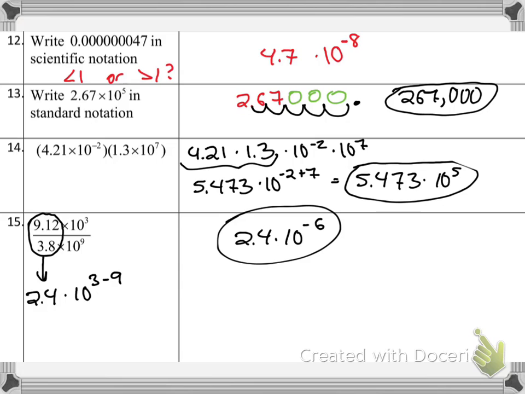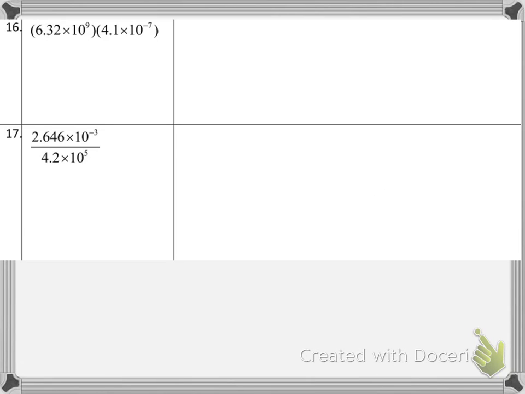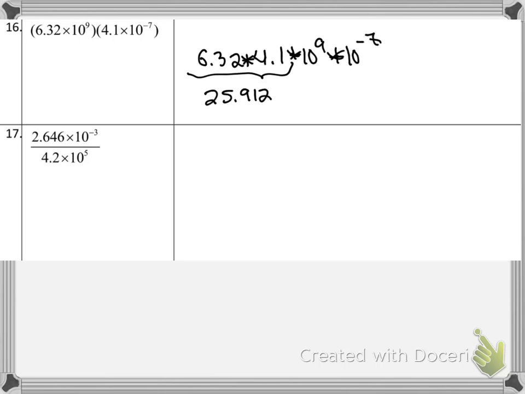Let's see if we can finish the last few problems. So for number 16, once again, we are asked to multiply. So again, I'm going to rearrange these values. So I'm going to have 6.32 times 4.1 times 10 to the 9th times 10 to the negative 7th. So if you type into your calculator 6.32 times 4.1, and these are multiplication signs, I know it's confusing with the decimal signs. Those are multiplication. Okay, that gives you 25.912, and then this gives you 10 to the 2nd power.